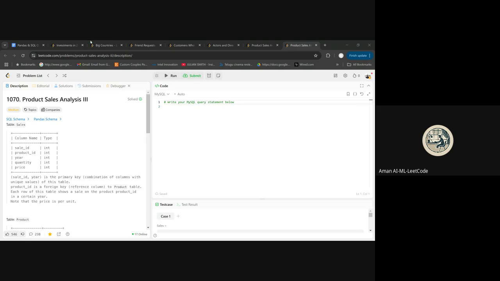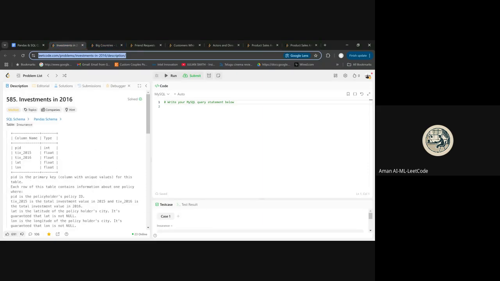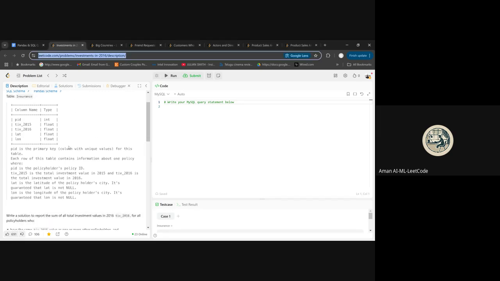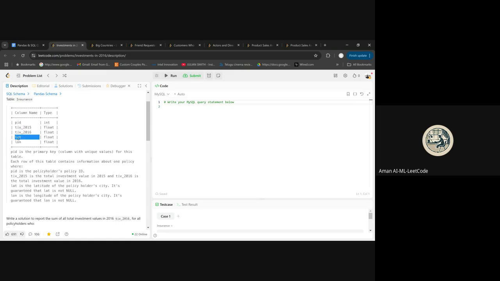So I've sent the questions, and I've already flagged the ones that need to be done by you as homework. The first question is about investments. We are given a table called the insurance table, and in this table we have columns: PID, which is the primary key, then TIV of 2015, TIV of 2016, and latitude and longitude.